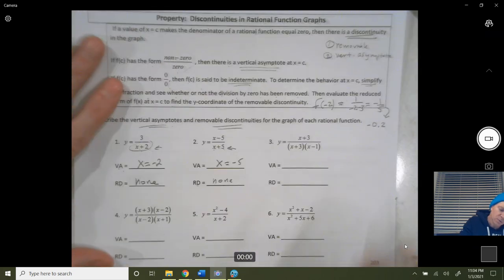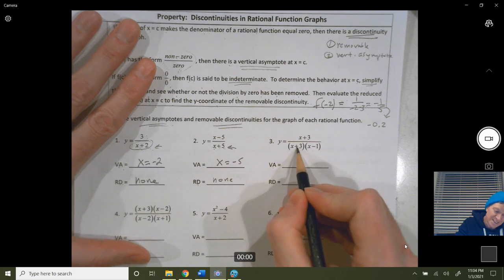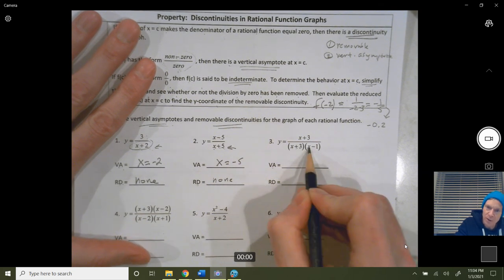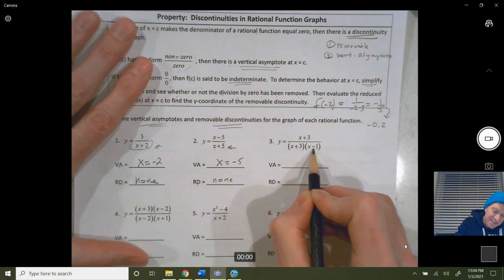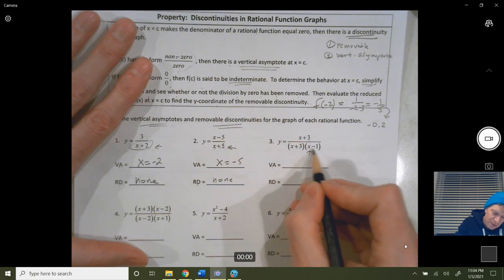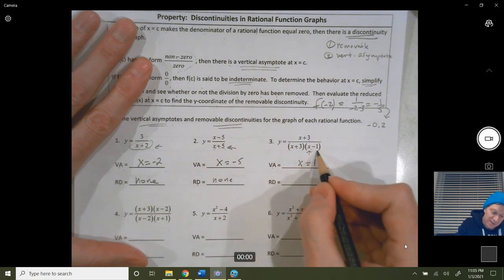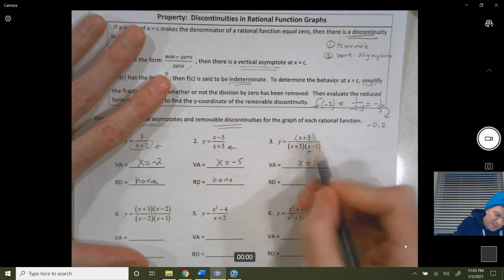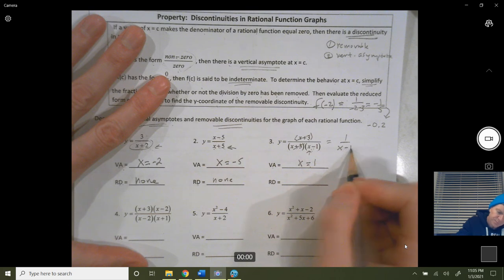Okay, let's go to this one. Vertical asymptote, removable discontinuities. Here there's two discontinuities. When x is -3, that's a problem. When x is +1, that's a problem. So this one, x minus 1, doesn't cancel. That means the value of x that makes the denominator 0 is x equals +1. Since it doesn't cancel with anything, that's a vertical asymptote. Now, the x plus 3's, we can cancel those, and we end up with 1 over x minus 1.